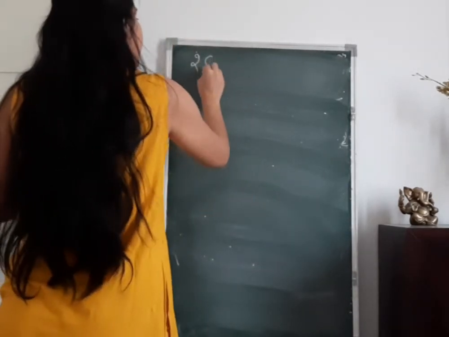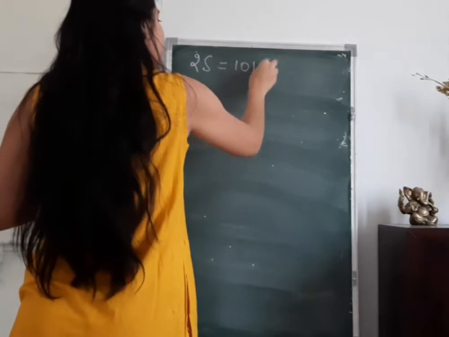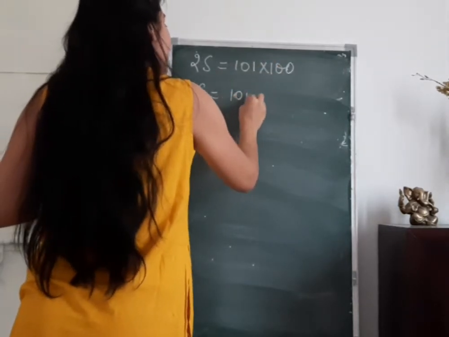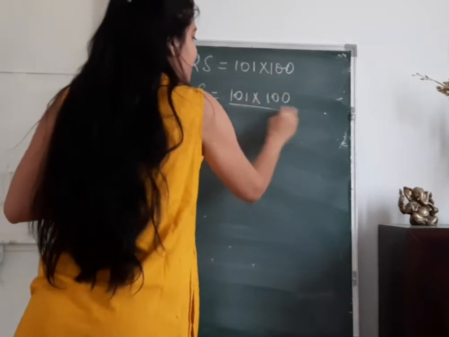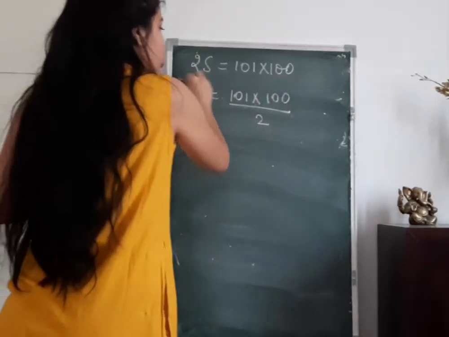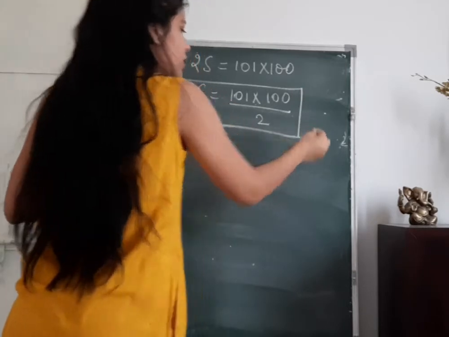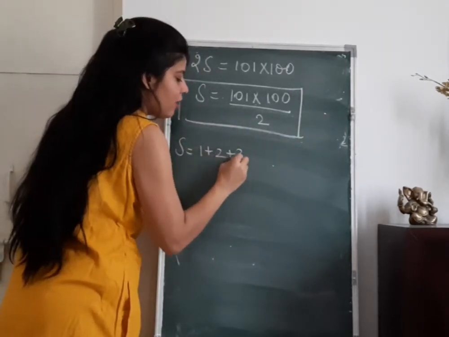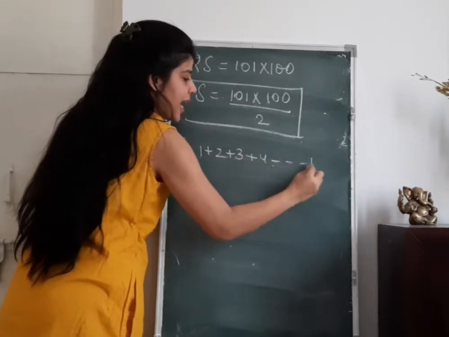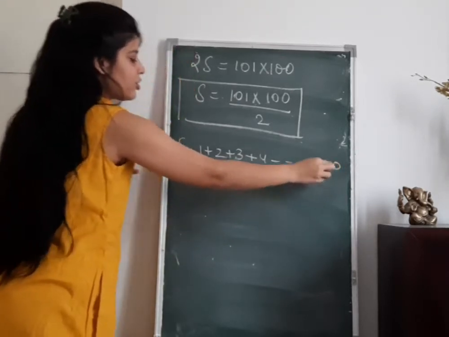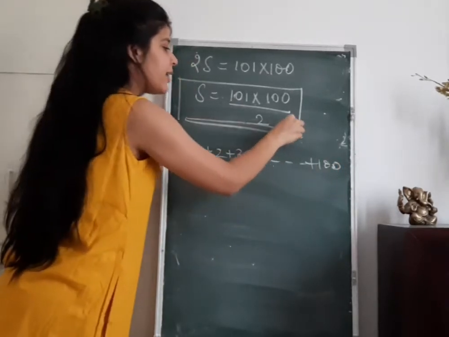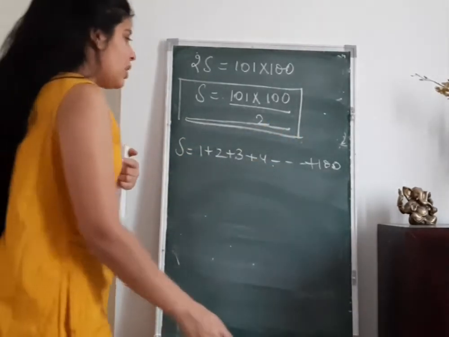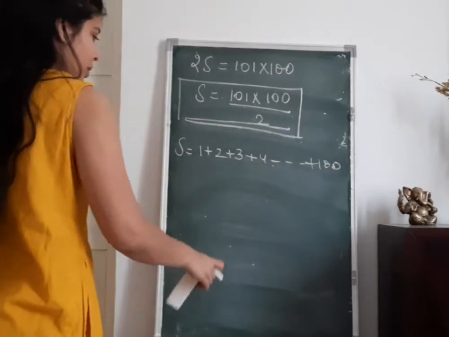If 2S is equal to 101 into 100, can I say S will be equal to 101 into 100 upon 2? And what is S? S is the sum of this arithmetic progression. So S is equal to 101 into 100 upon 2. Now let us try to generalize this formula, okay?